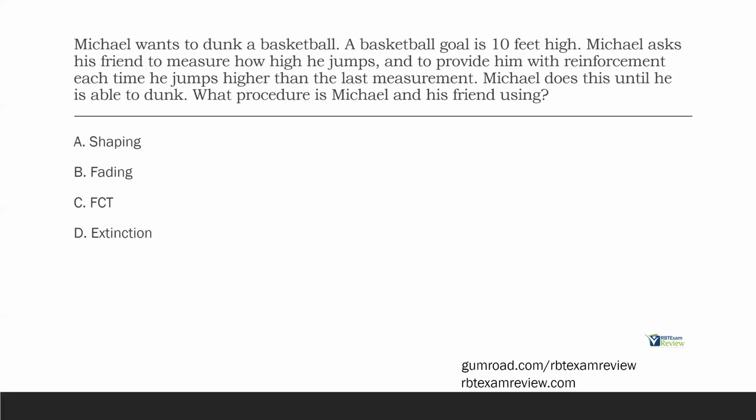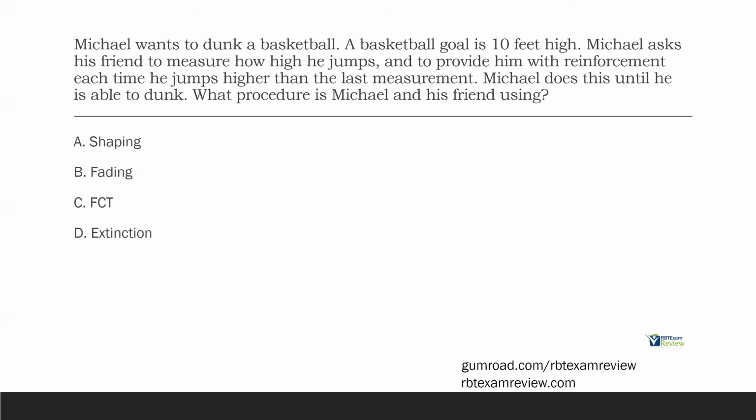Remember, read all of your answer choices, understand why they're wrong. Fading. We're not fading reinforcement here, right? We're still providing reinforcement, okay? We're just providing reinforcement for another approximation of the behavior. FCT, what is FCT? FCT is functional communication training. We're not teaching communication here. And then extinction. Extinction is removing reinforcement from a previously reinforced behavior.